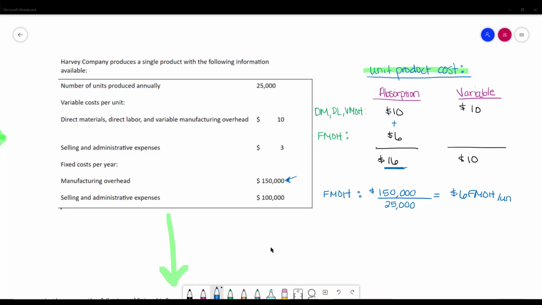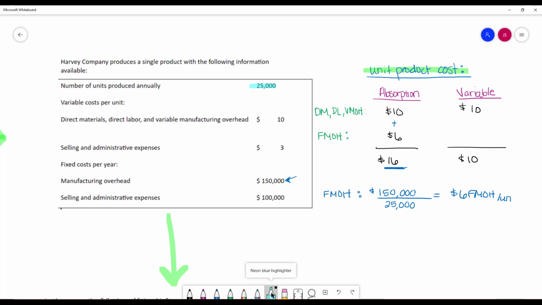So we left off where we were calculating for Harvey Company the unit product cost under both absorption and variable costing. And this was calculated on the assumption that we were producing 25,000 units annually. So for the example to follow, just keep in mind the unit product cost that we've calculated under absorption is $16. And the unit product cost that we've calculated under variable costing is $10. That difference of $6 being the fixed overhead that is included in the calculation for product cost under absorption costing.